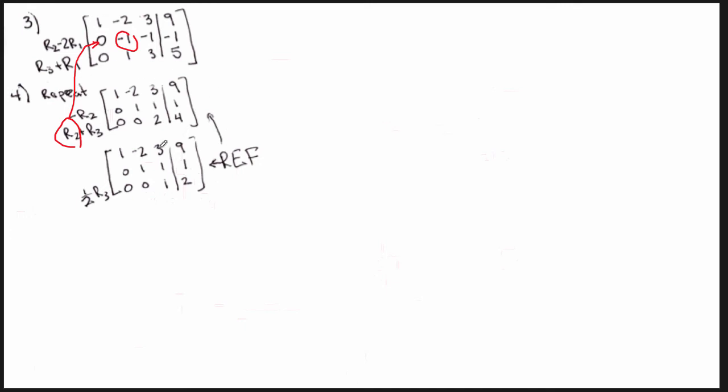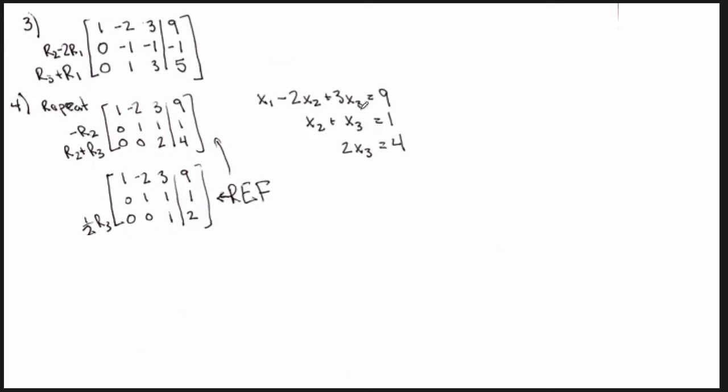Right? So technically this is in row echelon form. Here I took it one step further and just divided everything by 2, or multiplied it by the scalar 1/2. So 0 0 2 4 becomes 0 0 1 2. So I'm in row echelon form. And you can see that, right? So this corresponds with the system of equations x1 minus 2x2 plus 3x3 equals 9, x1 plus x3 equals 1, 2x3 equals 4.